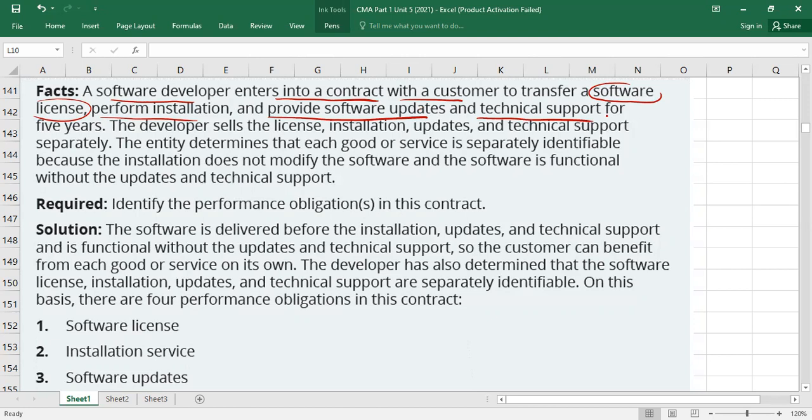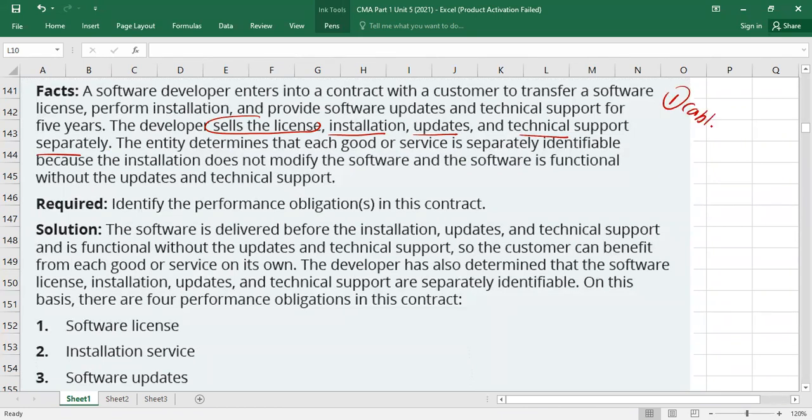You can buy only the software. You can buy only an installation service from me, or only software updates from me, or you can buy technical support from me. Right or wrong? There are four things, but let's understand. Technical support is for 5 years. Okay, the developer, please look. Now here you will get those 2 points. The developer sells the license, installation, updates, and technical support separately.